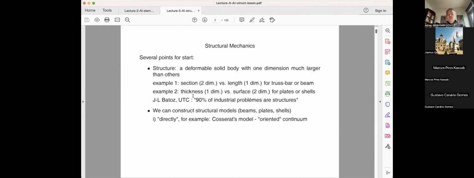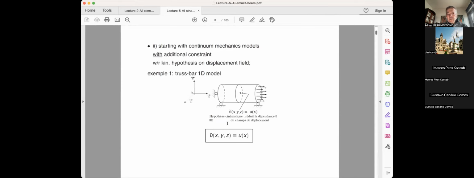So these models could be developed by using kinematic hypotheses, or can be developed directly from the Cosserat continuum, which is the so-called oriented continuum, because you have a rotation field on top of that. So basically, what is the kind of model of this kind?